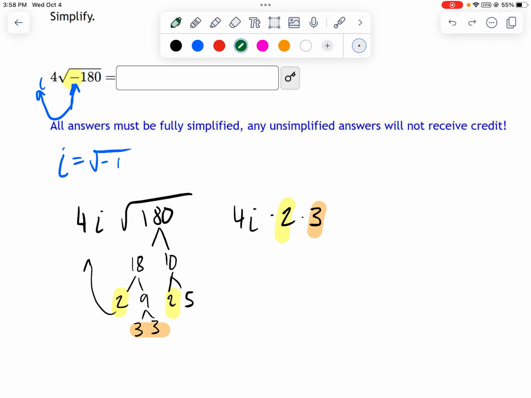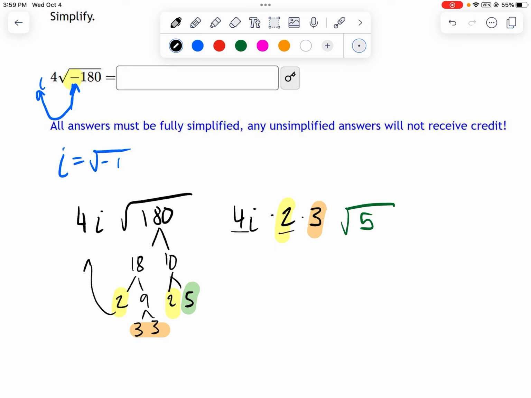Well, it's the only number we haven't used. This one, a little 5 right there. Okay, we used the 180, that's how we got 18 and 10. We used those numbers, right? We used the 9. The only thing left is the little 5 there. So we do square root of 5. Okay, that's simplified, and at that point, now we just multiply all of our numbers together.